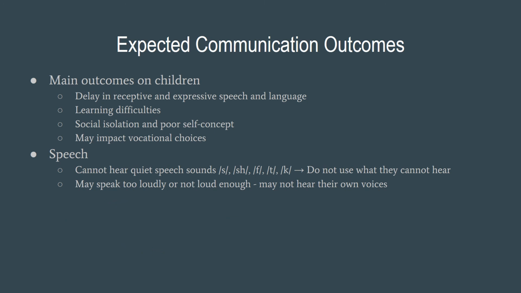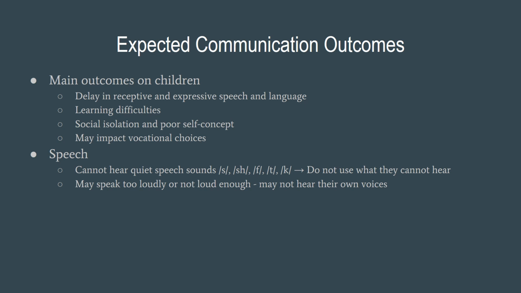Alright, so some general communication outcomes for a person who has a hearing impairment. Now, these are not for every case, so each case is going to be different, but these are just some possible outcomes that may occur. So some main ones include a delay in receptive and expressive speech and language. So they may have learning difficulties in the classroom, social isolation, and it may impact their vocational choices later on in life.